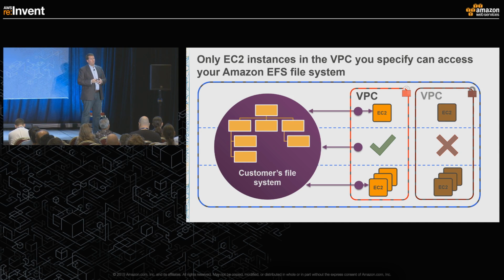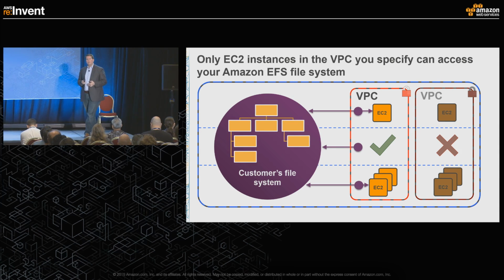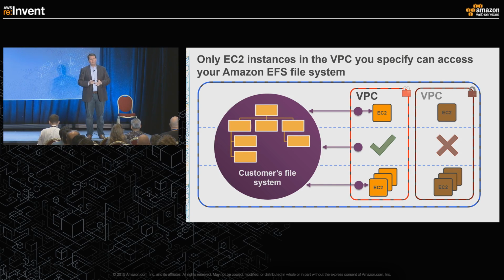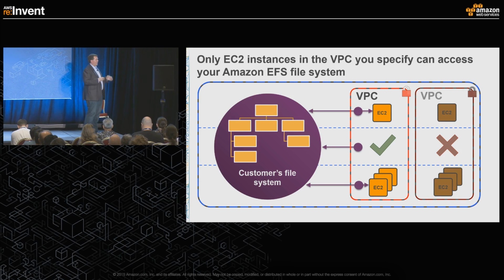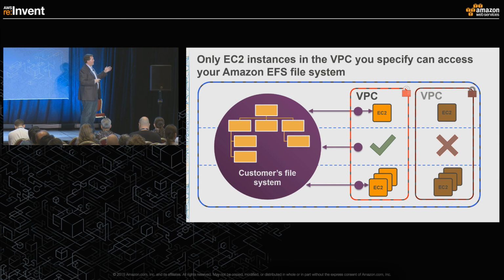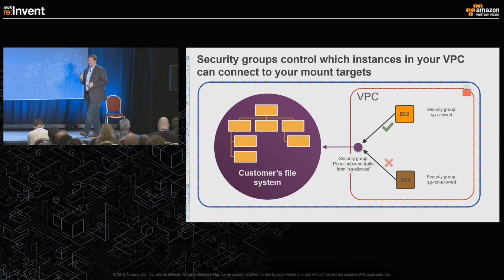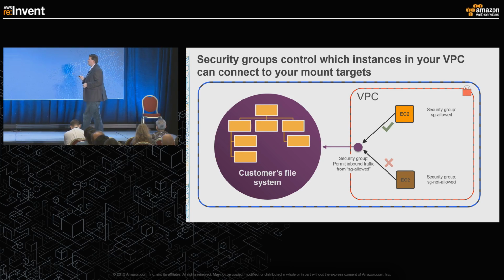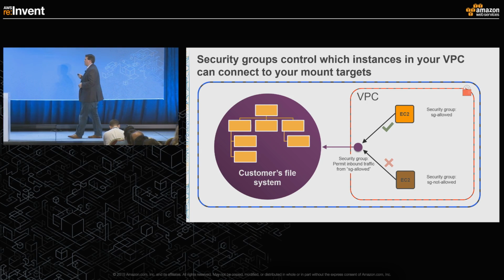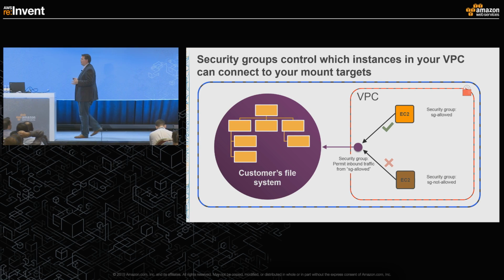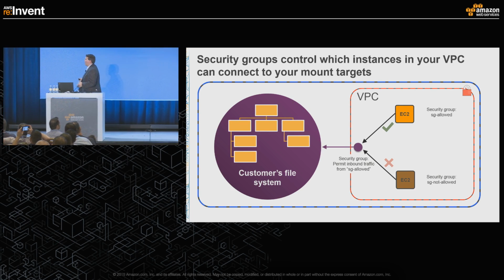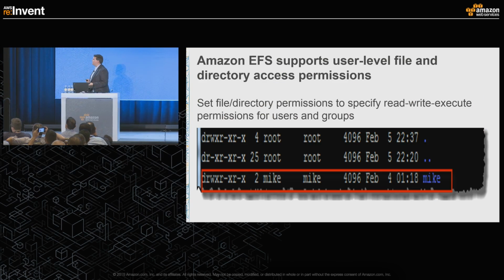So VPC, as many of you know, starts with a set of implicit denies. So what we're doing here is we're implicitly permitting which individual EC2 instances are going to have access to a particular file system. So here we've given an example of a VPC and 2 VPCs. And what we've done here is we've declared which particular EC2 instances are going to have access to a given file system. Security groups control which of those instances inside of the VPC can connect to the mount targets. So the security group either permits or denies a particular instance from having access to a newly created file system or a collection of file systems.